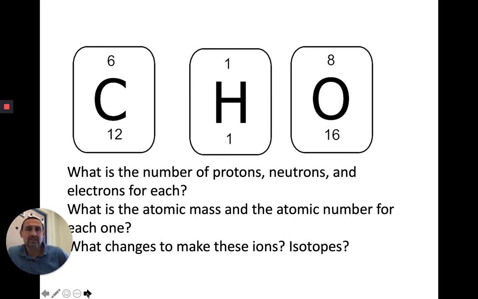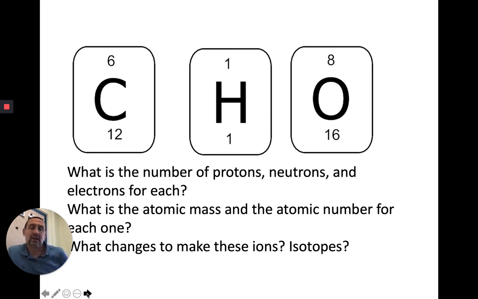Now, an isotope just means we have extra neutrons. So for example, carbon 13, carbon 14 just has extra neutrons. And you may have noticed that we can add or take away electrons. That makes an ion. We can add or take away neutrons. That makes an isotope. We cannot add or take away protons because that will make it a different atom.